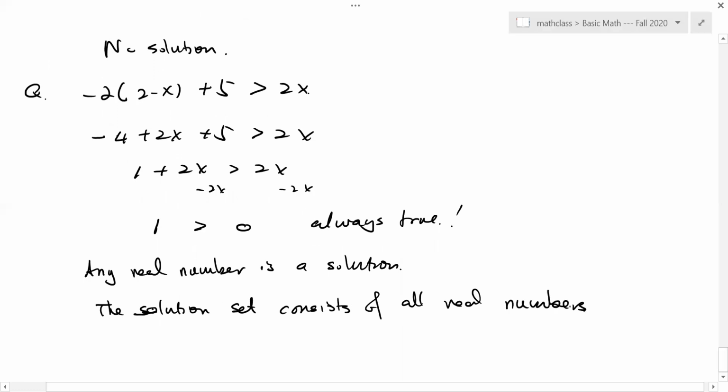Okay, any value of x satisfies this inequality because the above inequality is equivalent to 1 greater than 0. But 1 greater than 0 is always true. That's why no matter what value of x you choose, the left-hand side is greater than the right-hand side, which is 2x.